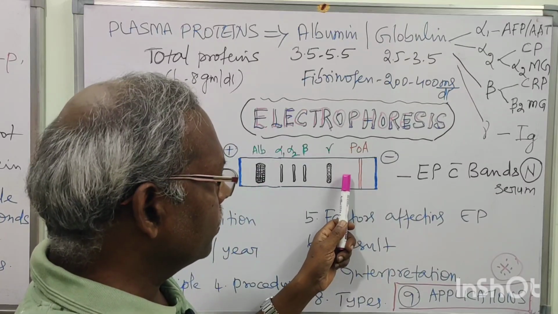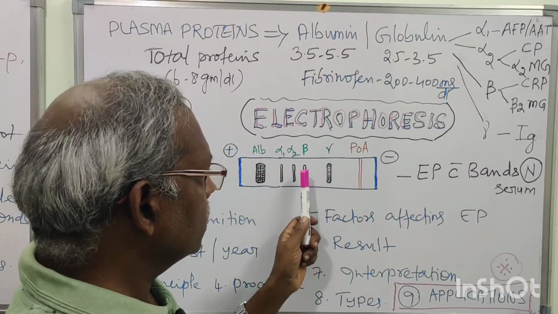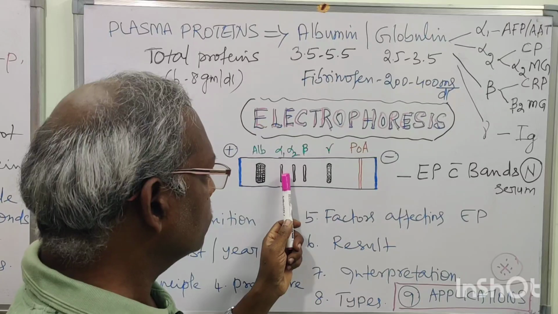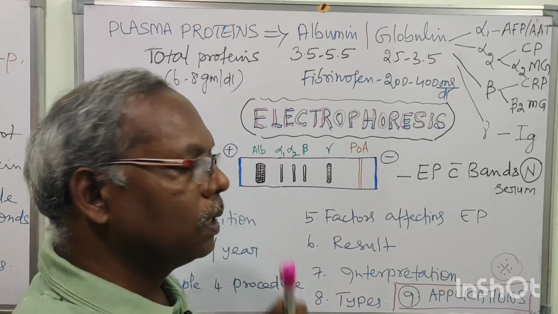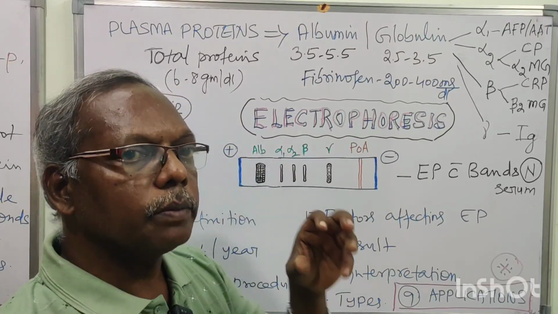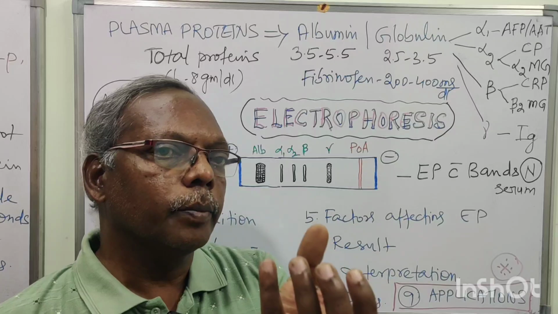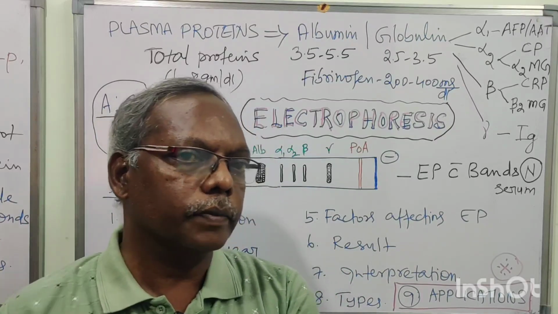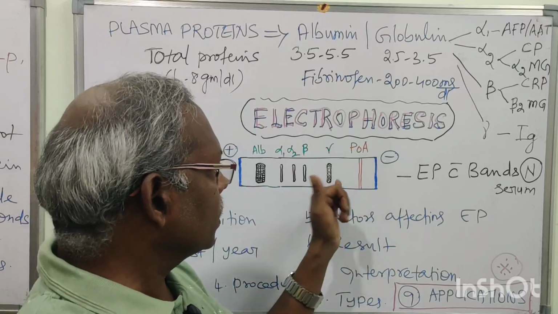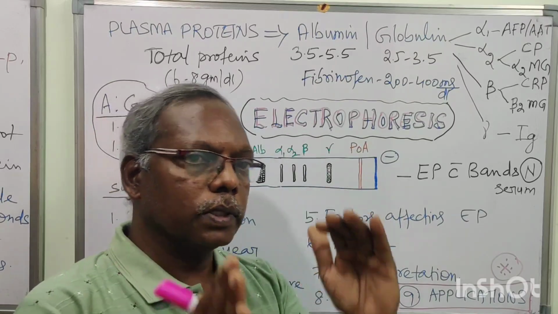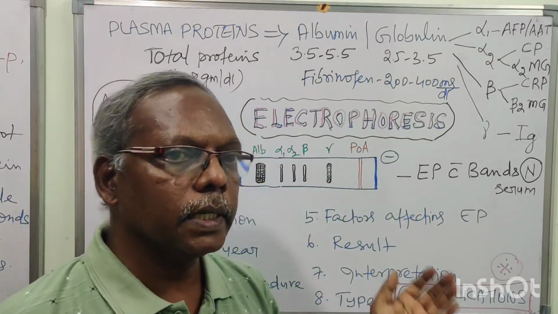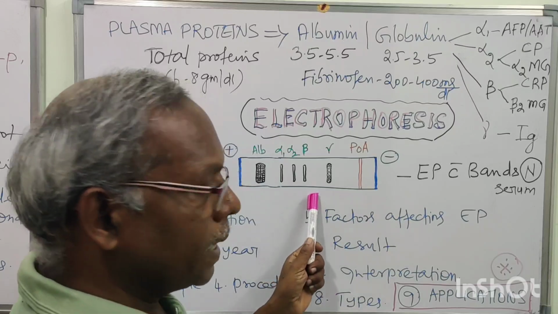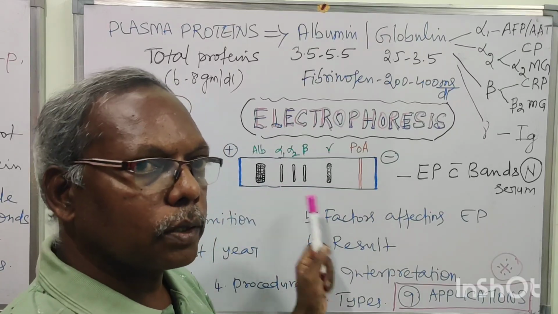First one is the point of application, here is gamma globulin, then beta, then alpha 2, alpha 1 and albumin. Why is albumin last? Albumin has a very minimal molecular weight, that is why it moves slowly to the last end of the slide. Otherwise, gamma globulin has more molecular weight, so it settles very close to the negative side. This slide shows the normal serum electrophoresis.